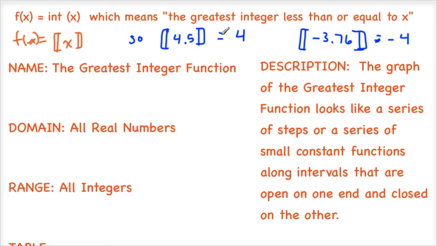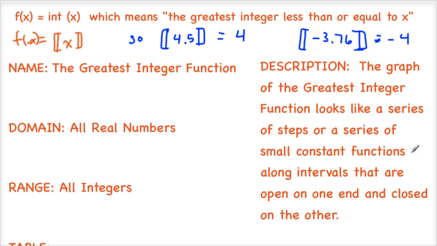That's why the range is all integers. So no matter what number I put in here, I'm going to get an integer as an output. So the domain is all real numbers, but the range is all integers. And to describe this, I would say the graph of the greatest integer function looks like a series of steps or a series of small constant functions.